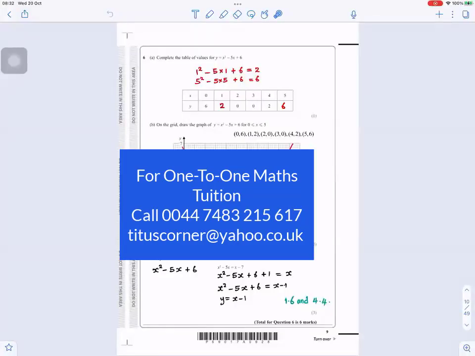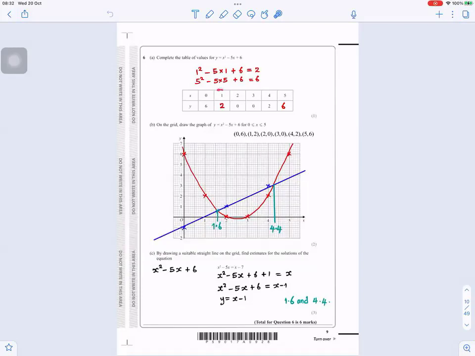Question number 6. Complete the table of values of y equals x squared minus 5x plus 6. You take the value 1, substitute it, becomes 1 squared minus 5 times 1 plus 6. That gives you 2. Take the value 5. 5 squared minus 5 times 5 plus 6 gives you 6.